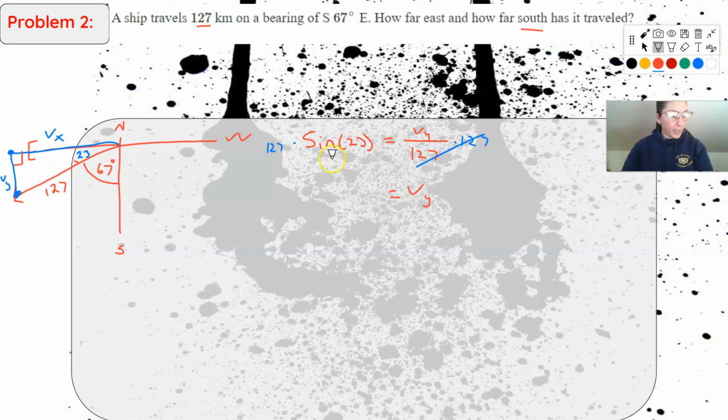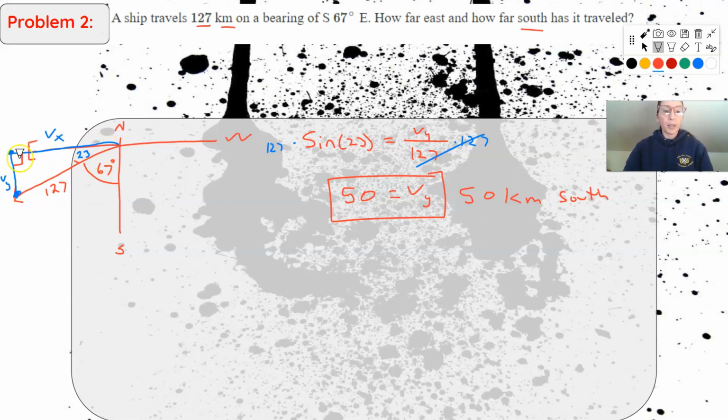We end up with 49.6, but I'm going to round that to a nice number, so 50. So v sub y, or how far south has it traveled? It traveled 50 kilometers south. I figured that out because I found the vertical component of my vector.